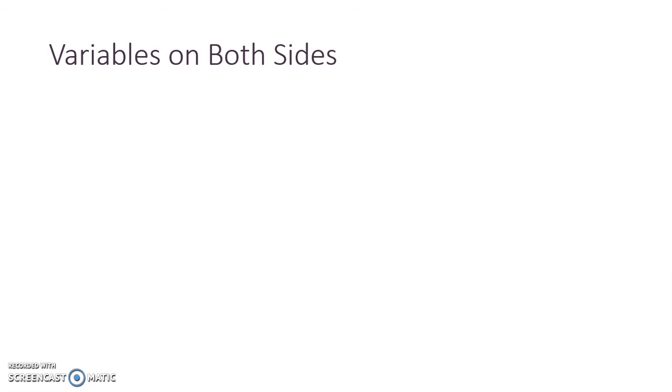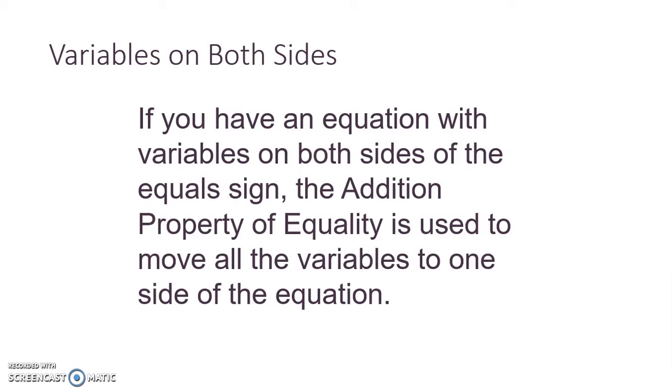Alright, so far up to this point we've been working with variables on one side. Now we're going to have variables on both sides. So if you have an equation with the variables on both sides of the equal sign, you have to use the addition property of equality to move all the variables to one side of the equation. So let's take a look at example 1.